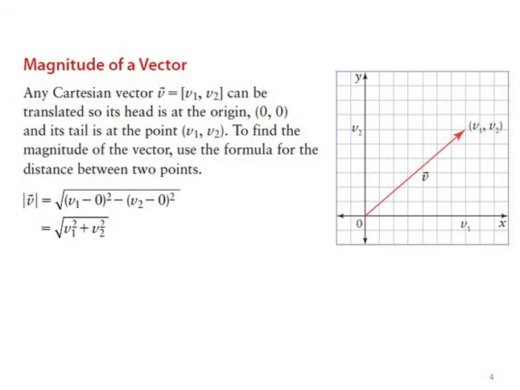So now let's see how we can find the magnitude of the vector. Any Cartesian vector v, containing v1 and v2, can be translated so its tail is at the origin (0, 0) and its head is at the point (v1, v2). To find the magnitude of the vector, we use the following formula. The magnitude of vector v equals the square root of v1 squared plus v2 squared.